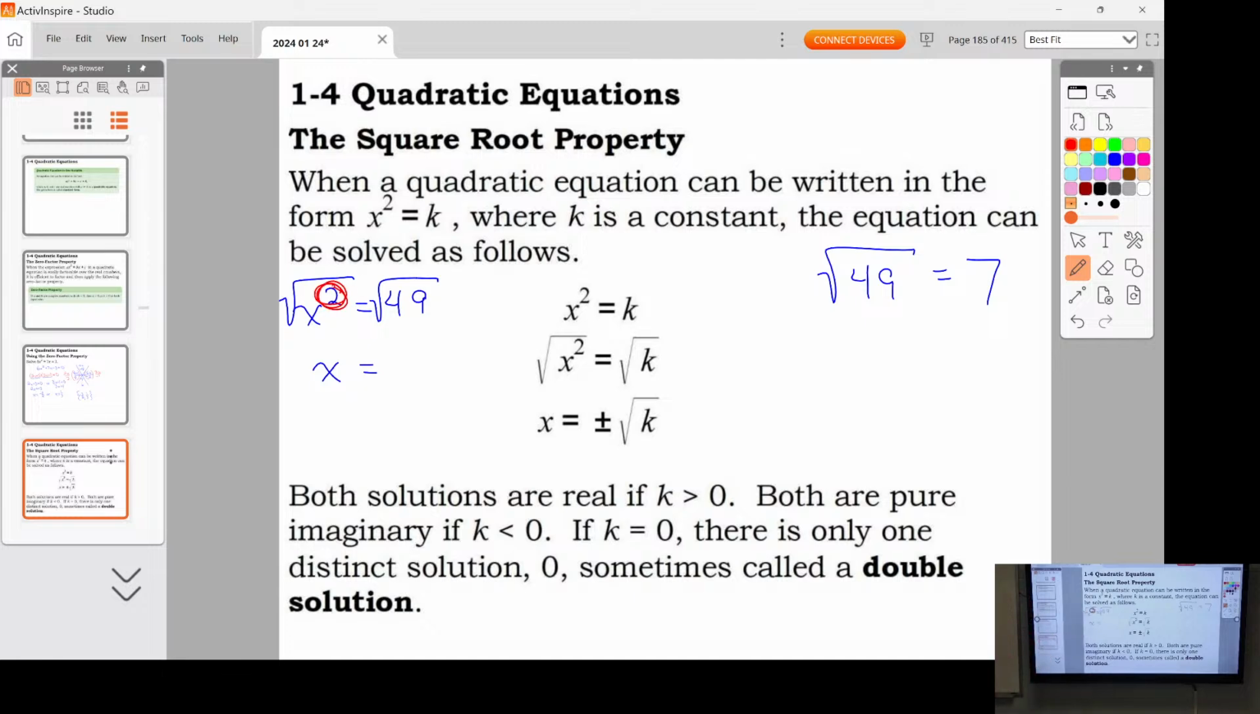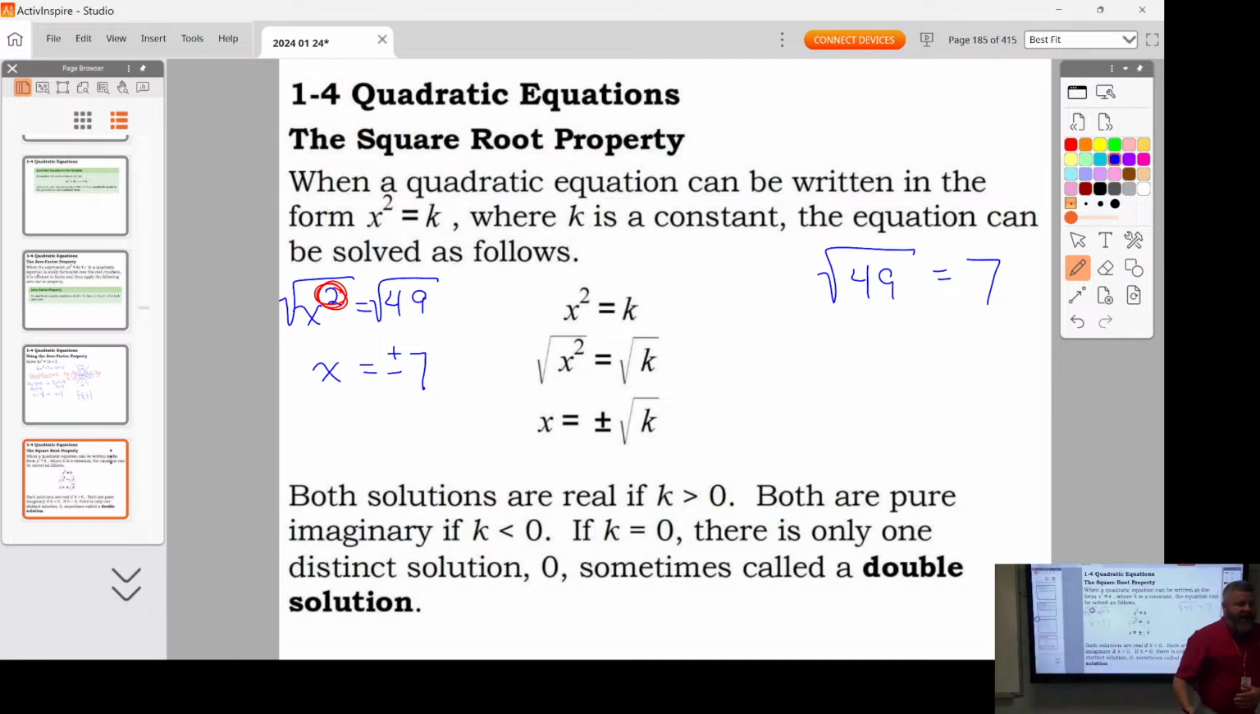The highest exponent in a polynomial tells you how many solutions there are. So if you tell me x equals 7, how many answers did you give me? 1. It's a quadratic. How many answers are there? 2. So now what's the answer? Plus or minus 7. That's 2 answers. Okay, does that make sense?